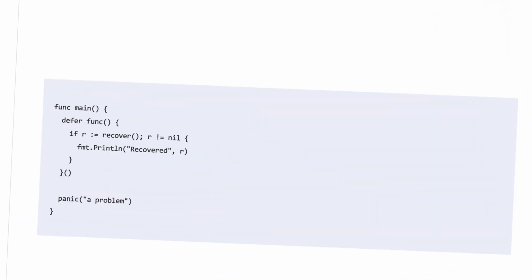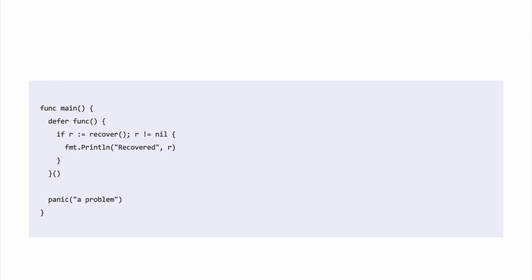Now, what does recover do? Recover is a built-in function that regains control of the program when a panic occurs. It halts the unwinding and returns the value passed to the call to panic. We typically use defer statements to invoke recover. Deferred functions execute just before the surrounding function returns, so a deferred recover function runs after a panic.